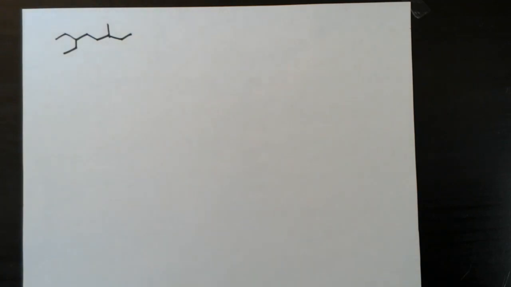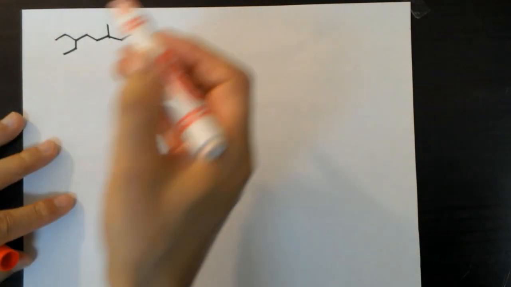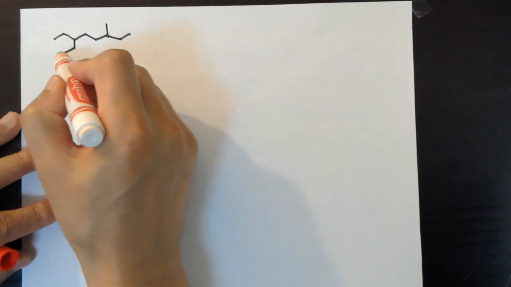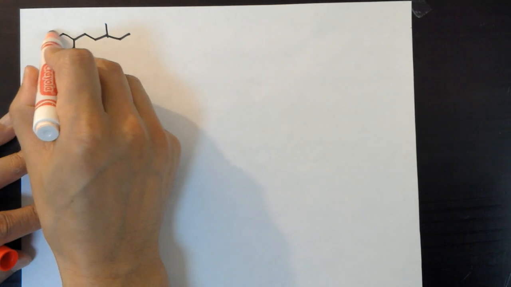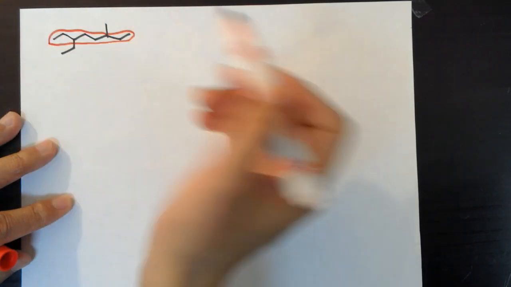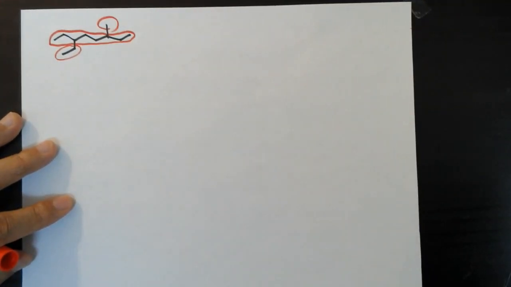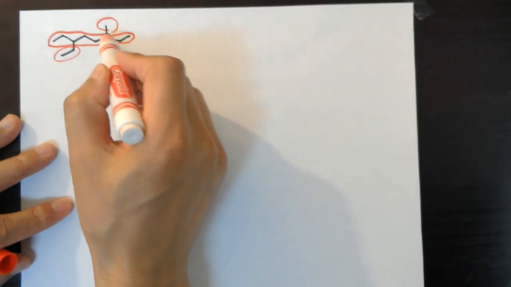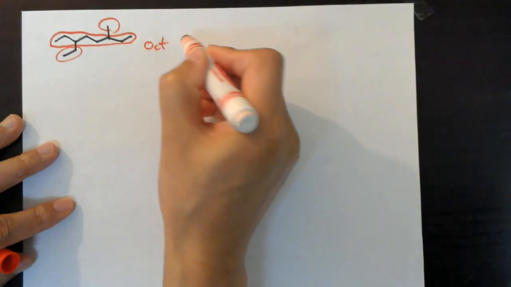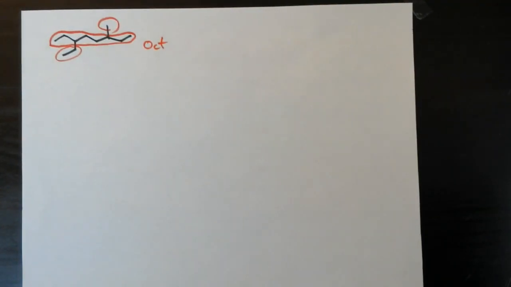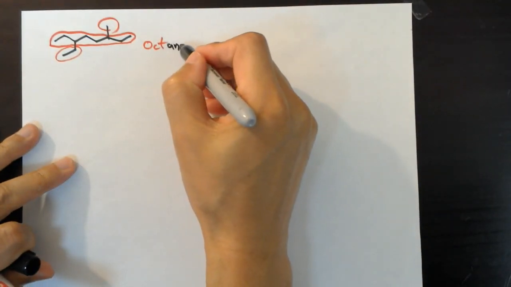Okay, why don't we try this example? You can pause and try yourself. Alright, so where is your longest chain? Well, in this case, it's fairly easy. You can start from here or there, and you found this to be your longest chain, and you have 2 side chains. The longest chain has 1, 2, 3, 4, 5, 6, 7, 8, so it is oct. With no double or triple, so ANE.